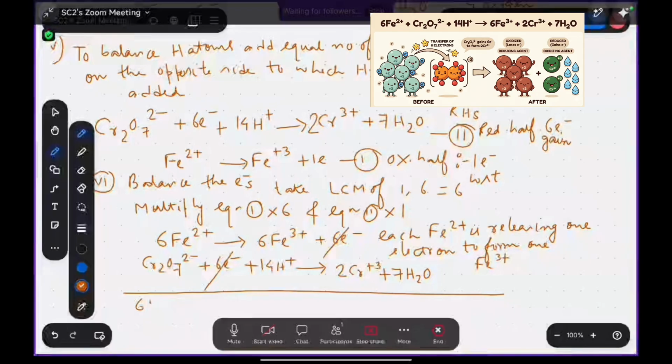So the overall equation stands to be 6 Fe plus 2 plus Cr2O7 2 minus, that is dichromate ion, plus 14 H plus, arrow 6 Fe plus 3 plus 2 chromium plus 3 plus 7 H2O. That means my overall equation stands out to be something like this.